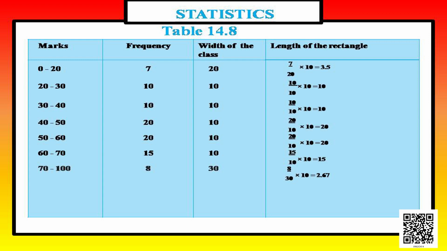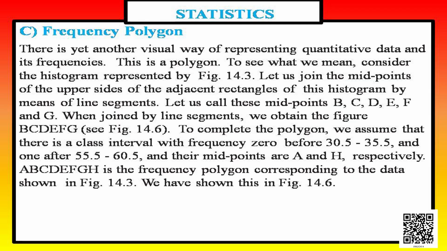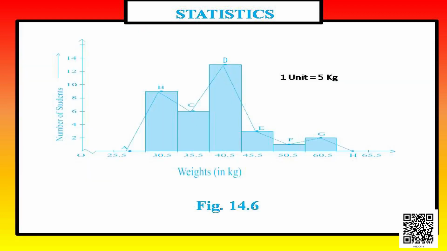Now we come to the last part of our graphical representation of data, that is your frequency polygon. One example that we have already done in case of histogram, I think you all remember the figure there. The class interval was 30.5 to 35.5, then 35.5 to 40.5 and so on, and accordingly frequencies were given as 9, 6, 14 and so on.